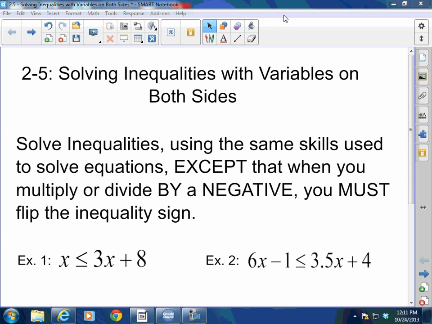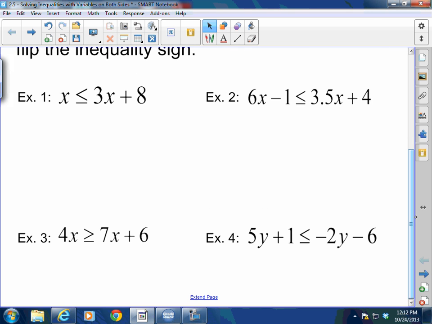Again, this hopefully is just starting to get boring by now because you know it, but I got to say it on every lesson. In order to solve inequalities, use the same skills used to solve equations, except that whenever you multiply or divide by a negative, you must flip the inequality sign. Nothing else changes here.